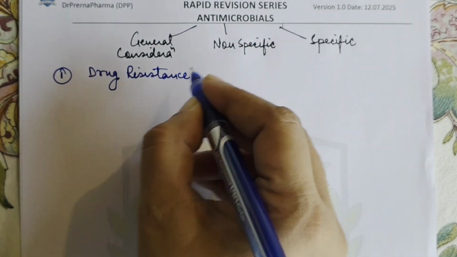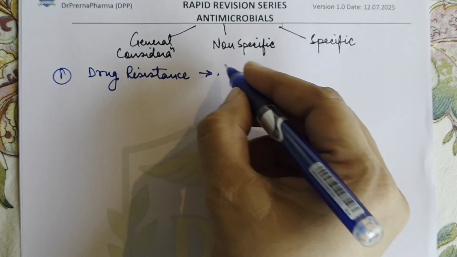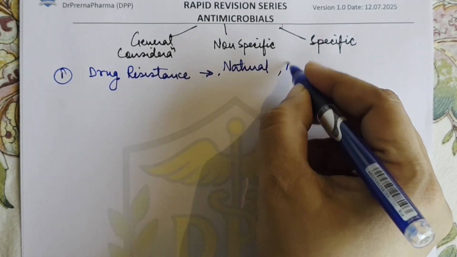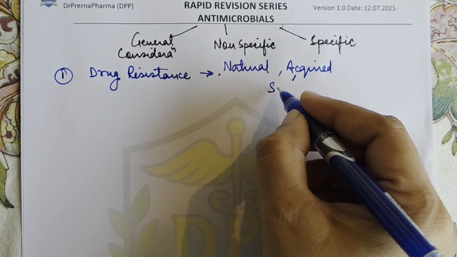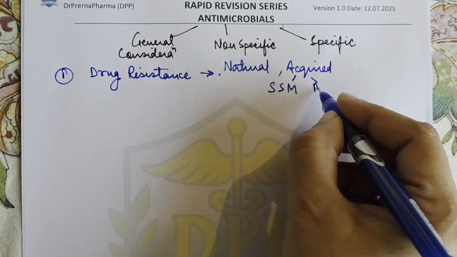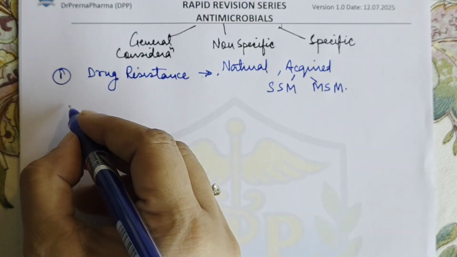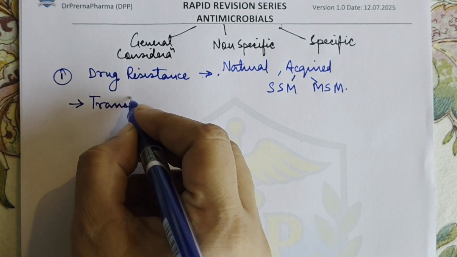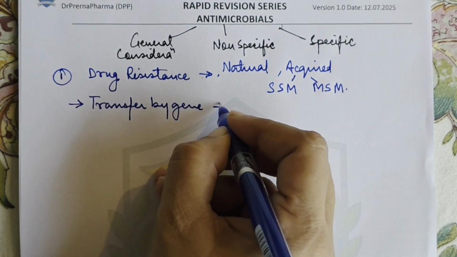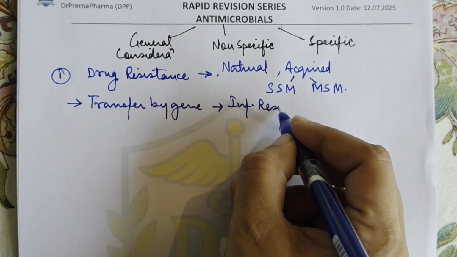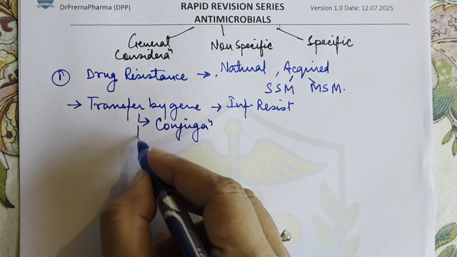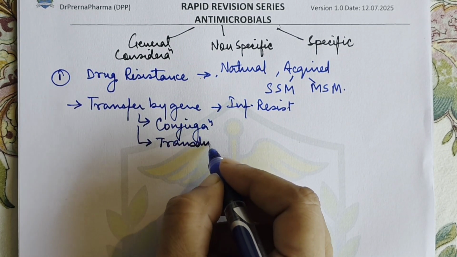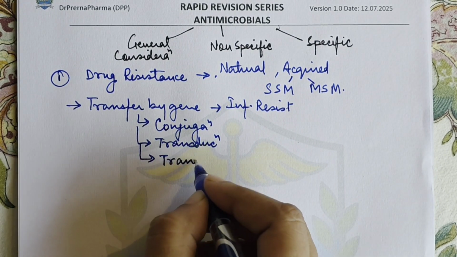So drug resistance के different mechanisms होते हैं. They can be natural or acquired, right? या तो naturally resistant होते हैं या फिर acquired resistance होता है. Then this acquired resistance can be because of a single step mutation, or it can be because of multiple step mutation, right? Now drug resistance can be transferred also by the gene. Now this gene transfer is also called infectious resistance. And what are the mechanisms by which it can transfer? It can transfer by conjugation, by transduction, and by transformation.